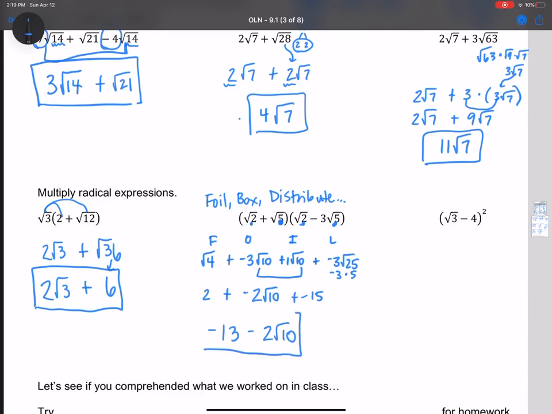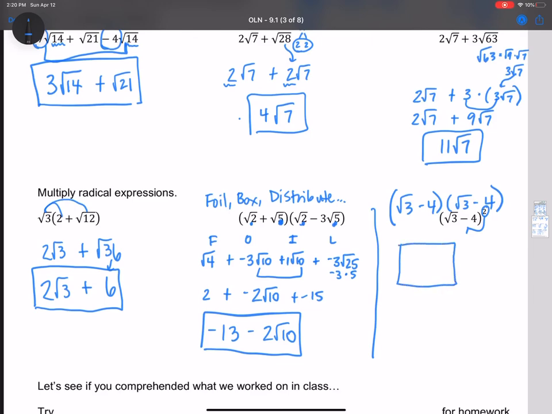All right, this last one. It'll probably be helpful to write it twice, just so you can see it. This 2 tells you how many of these guys you have, which means you can write it twice. All right, I'll do a box for this one. Square root of 3, -4, square root of 3, -4. Your terms go on the outside. Then you fill in the box. This is the square root of 9 because you multiplied those together.